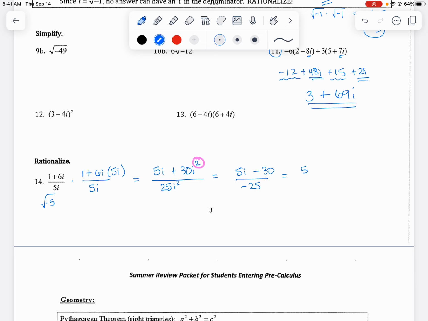And now I simplify this. I see that I can factor out a 5 and get i minus 6 on top, and I can factor out a 5 in the denominator, and 25, I can divide by 5, and when I do that I get 5, and I get i minus 6 over 5.